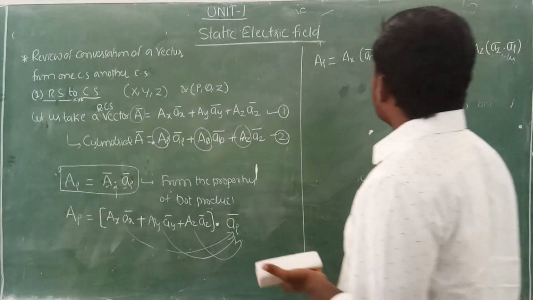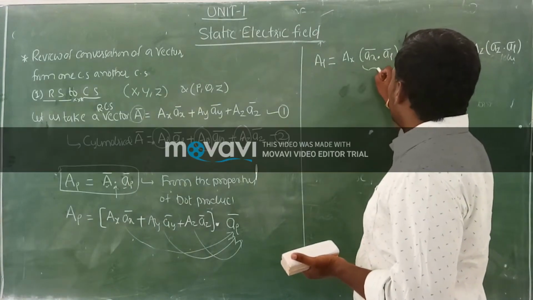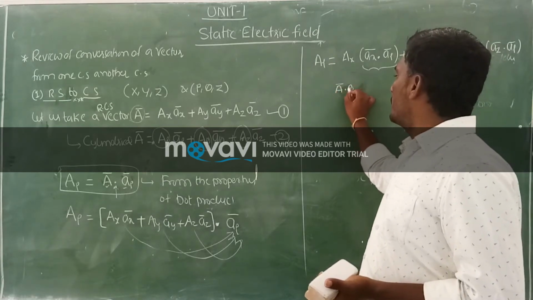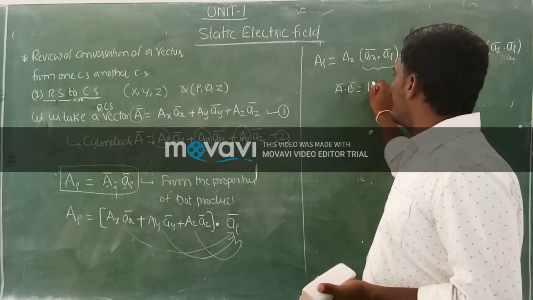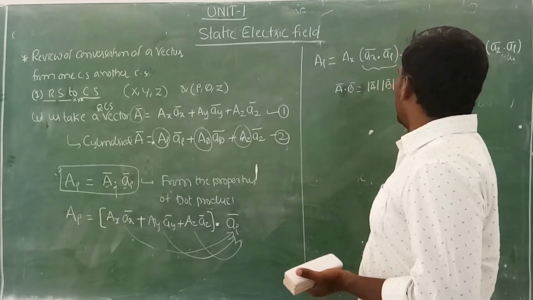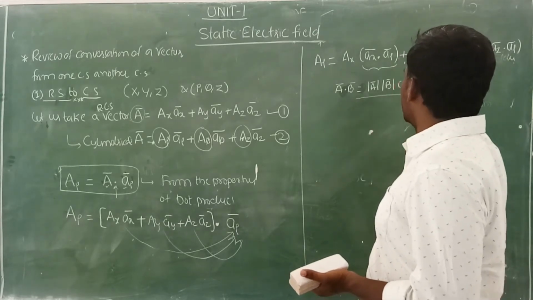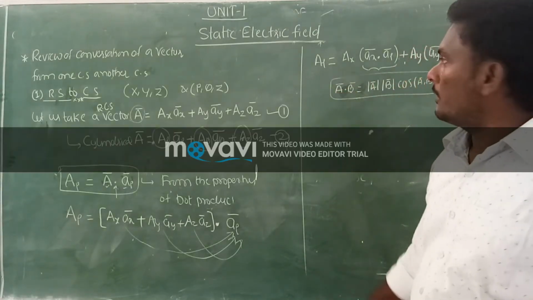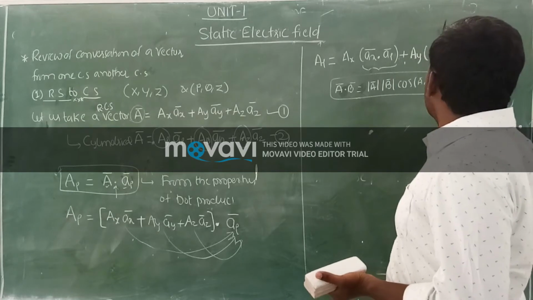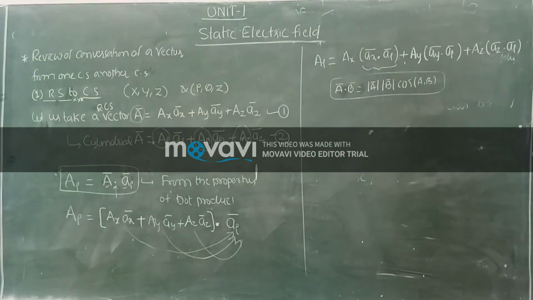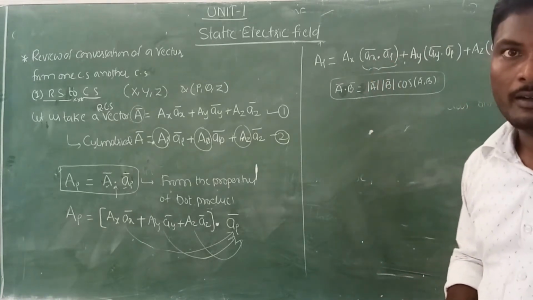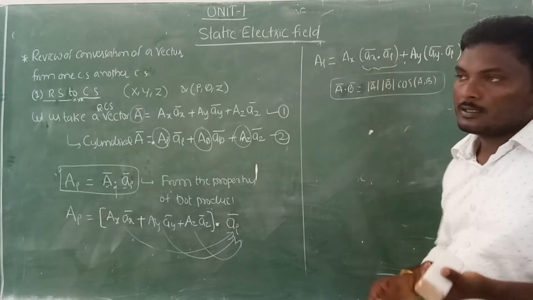Now from the definition of the dot product, if you have two vectors like a bar and b bar, it is the magnitude of a bar, magnitude of b bar, and cos of the angle between a bar and b bar. So from this definition, we should calculate the dot product between ax bar and a rho bar, ay bar and a rho bar, az bar and a rho bar. Whenever we calculate the dot product between unit vectors, the angle is required, the angle between ax and a rho bar.